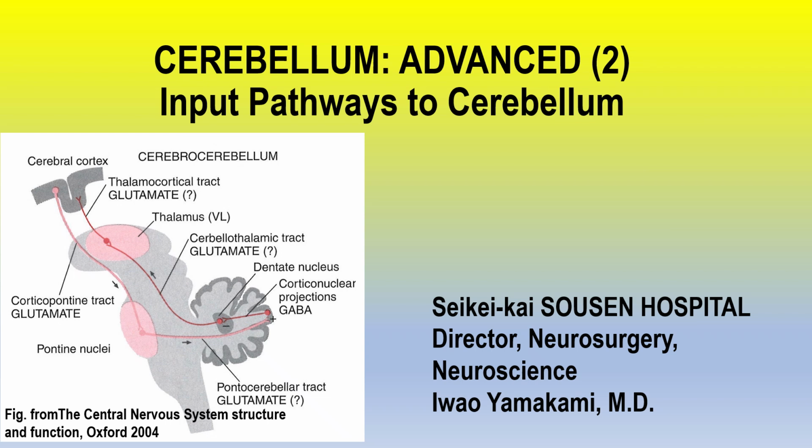The cerebellum receives vast amounts of information from the spinal cord, brainstem, and the cerebrum, integrates that information, and then transmits the integrated information back to the cerebrum, brainstem, spinal cord, and other areas. In this Cerebellum Advanced Part 2, we'll learn about the input pathways that allow the cerebellum to receive a vast amount of information.